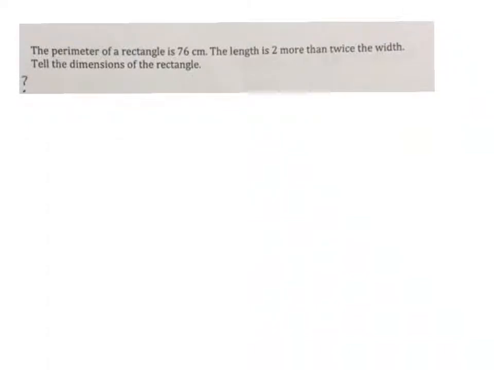And so here's number 11 and 12 from your test. The perimeter of a rectangle is 76 centimeters. The length is 2 more than twice the width. Tell the dimensions of the rectangle. Okay? So let's make an equation first.